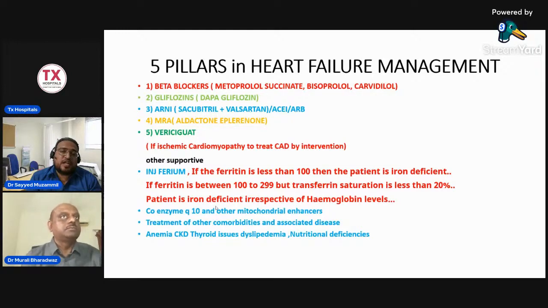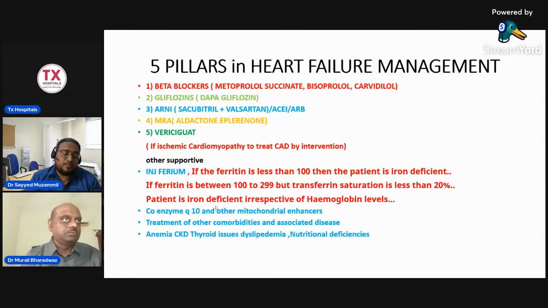So there are different characteristics to these beta blockers. If you are worried that your patient has high blood pressure, then carvedilol or metoprolol succinate is okay, because carvedilol has vasodilator properties also.